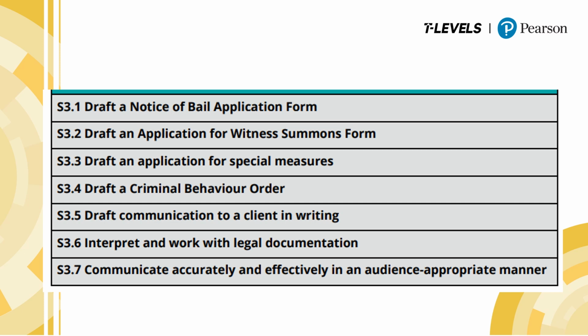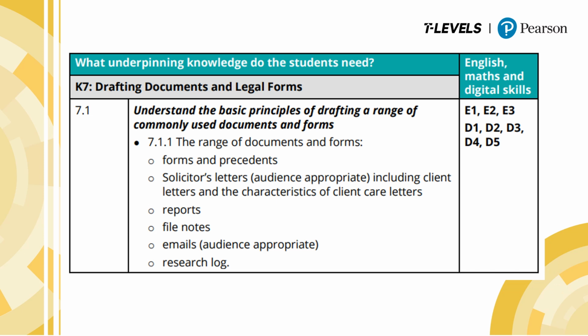Let's look at another example. The next part of the specification shows the underpinning knowledge your students will need. Here, the example we're using is K7, drafting documents and legal forms. You can see under this are a number of sub-knowledge statements. For example, you can see 7.1.1 on the screen.